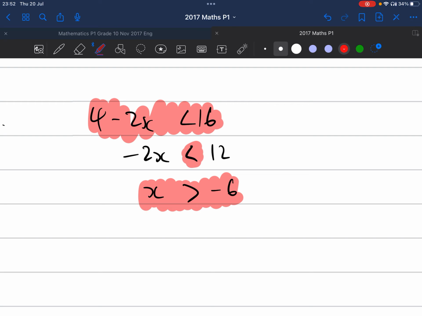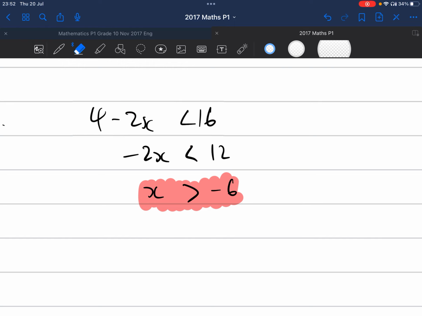So now instead of saying 4 minus 2 times minus 6, let's try something greater than minus 6. Let's try minus 5. And you see if I do that there, I get 14. And 14 is in fact less than 16. So that means our answer is correct.